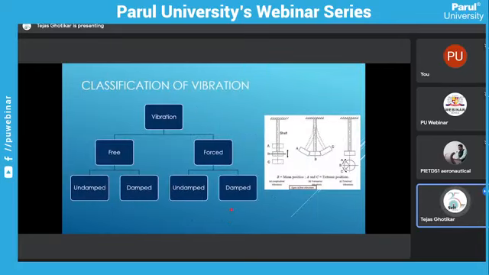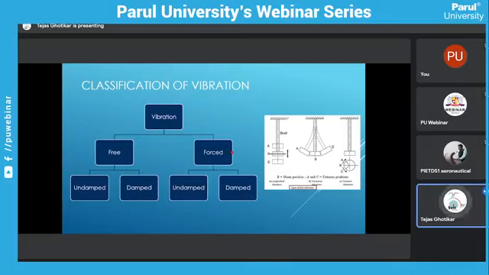Okay, so here we have the classification. In classification, we have free and forced vibration. So what is free vibration? When there is no external force acting on the system, we call it free vibration.